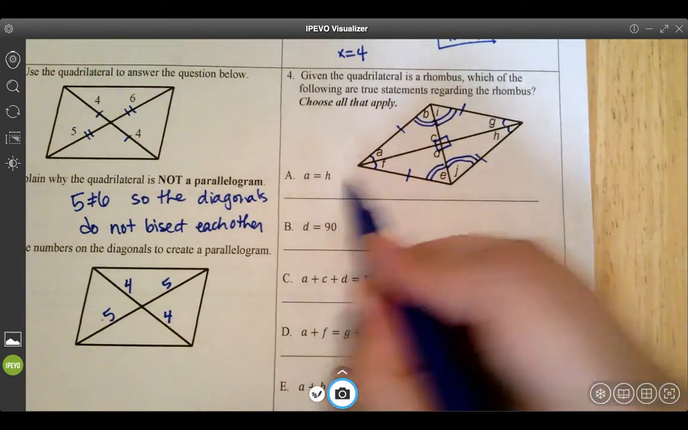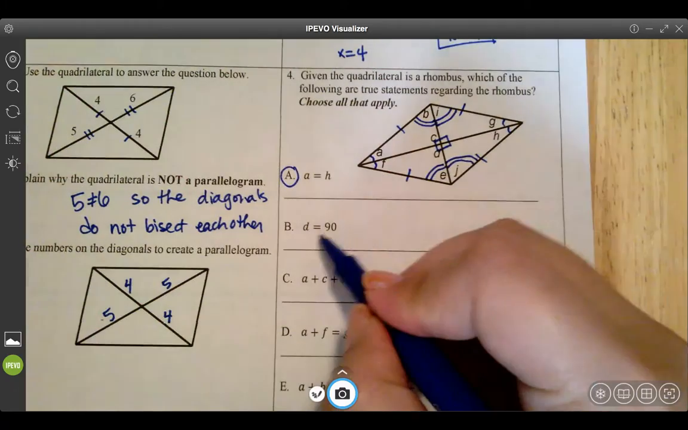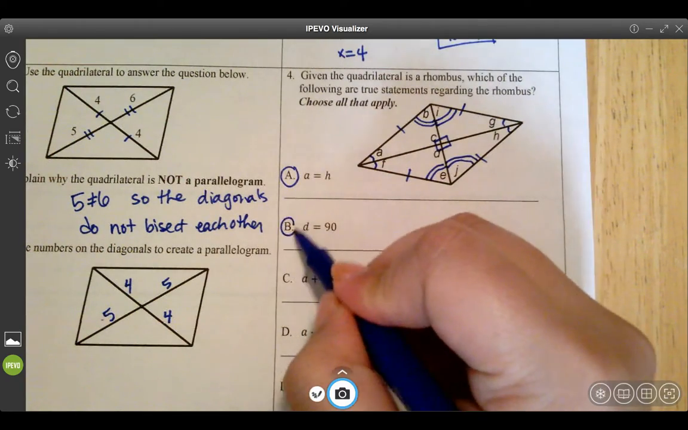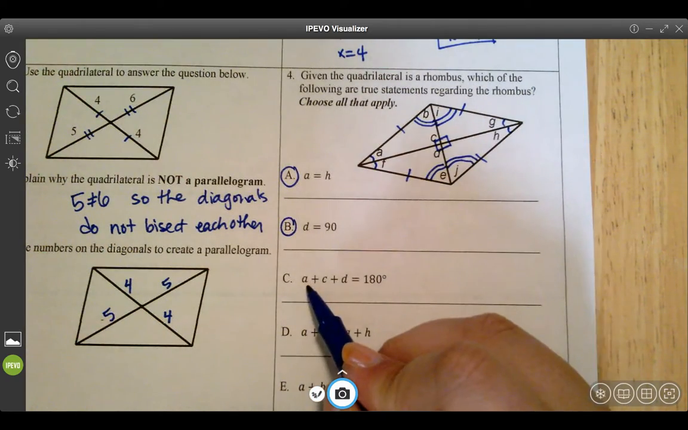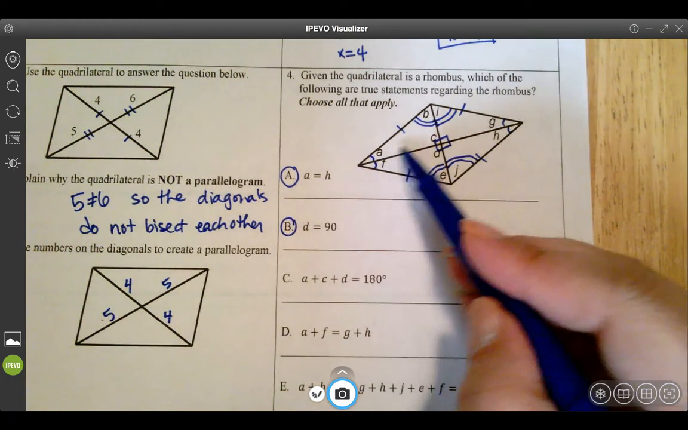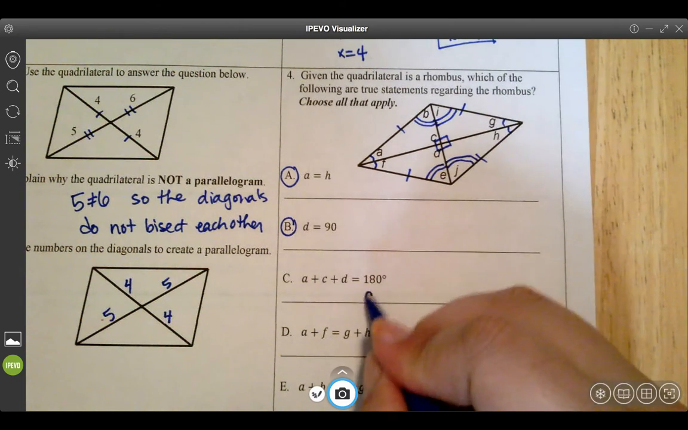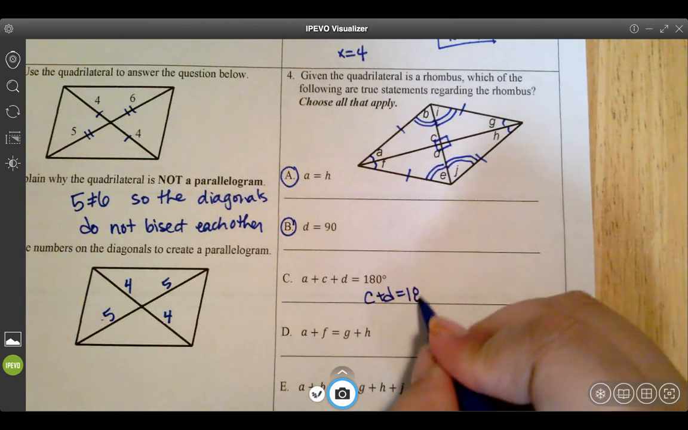So does A equal H? Yes. Does D equal 90? Yes. A plus C plus D equals 180. A plus C plus D can't be 180 because C plus D equals 180. So no.